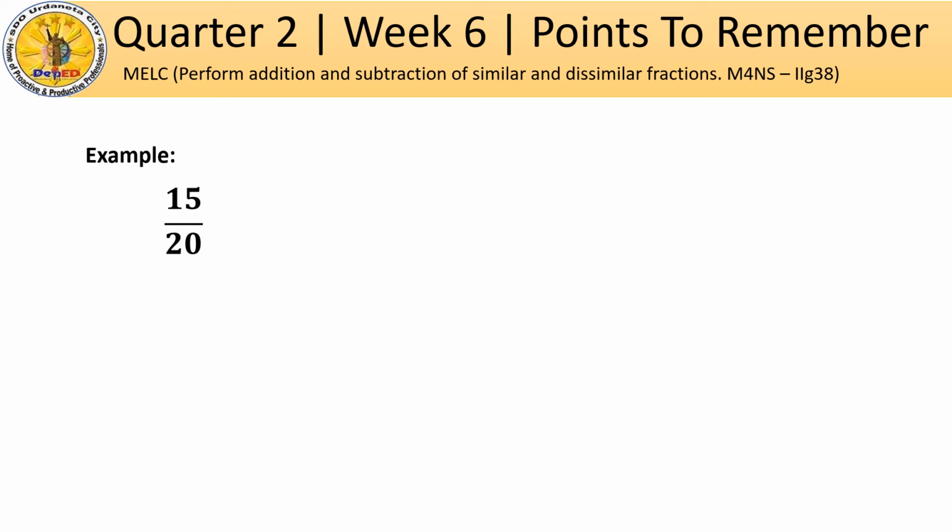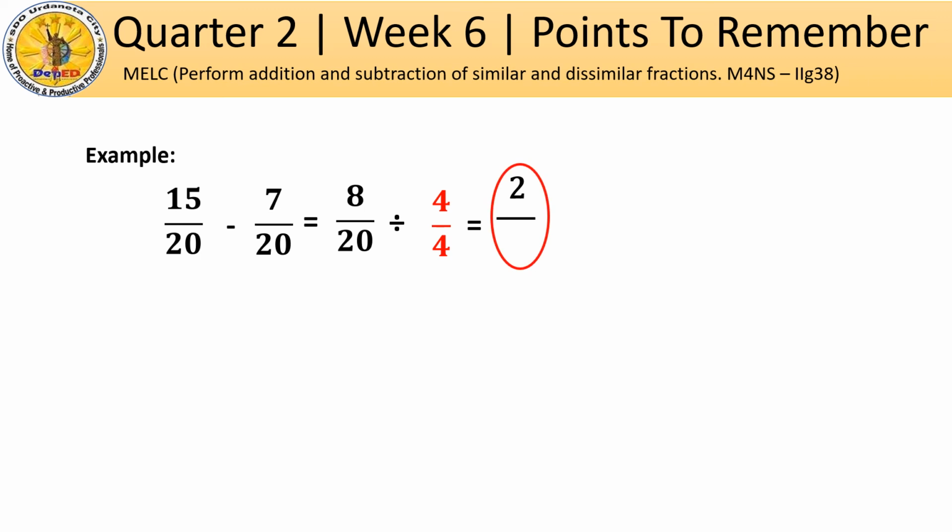Another example is 15 over 20 minus 7 over 20. Subtract the numerators. 15 minus 7 is 8. Then copy the denominator 20. So the answer is 8 over 20. 8 over 20 is not yet the final answer because we need to simplify it by reducing it to lowest terms. So the GCF of 8 over 20 is 4. 8 divided by 4 is 2. And 20 divided by 4 is 5. So the final answer is 2 over 5.